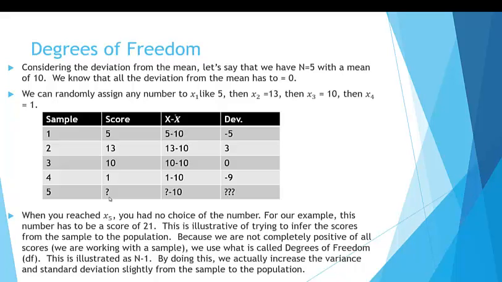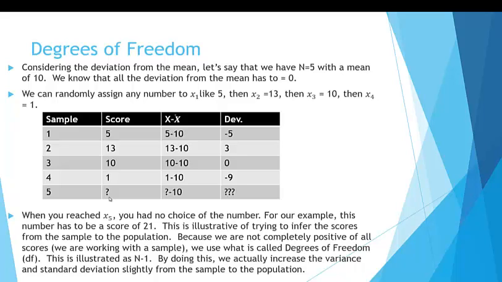So when we reach score 5, x sub 5, you have no choice of this number. For example, in our set of 5 here, this number has to be 21, so that when we have 21 minus 10, we get 11. Then when we sum up all our deviations, the sum of the deviations becomes 0. So you can see that our last score has to be set. We don't have the freedom, in other words, to choose what that last score is.